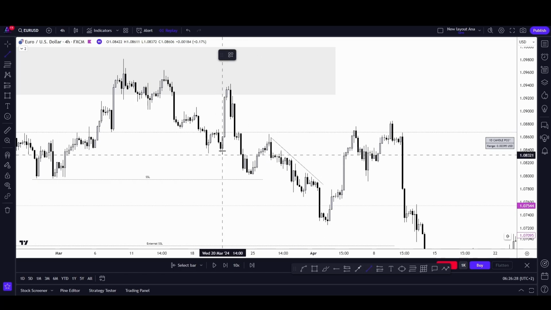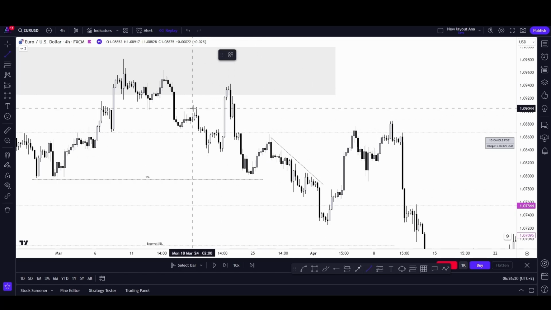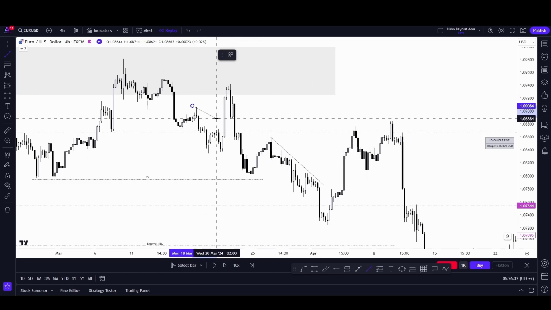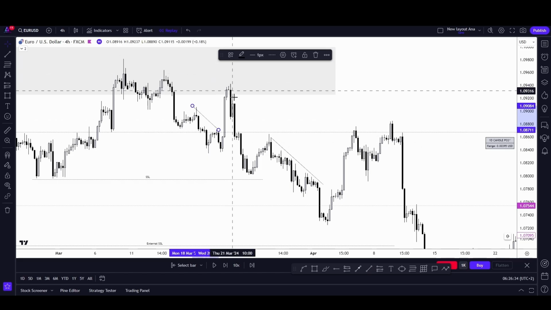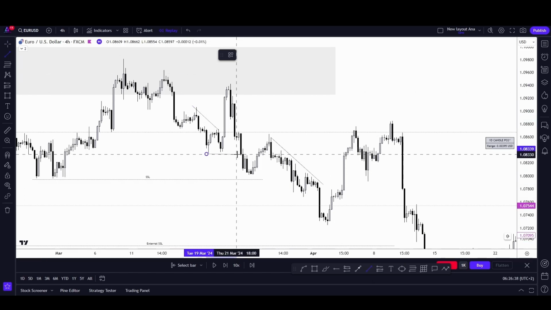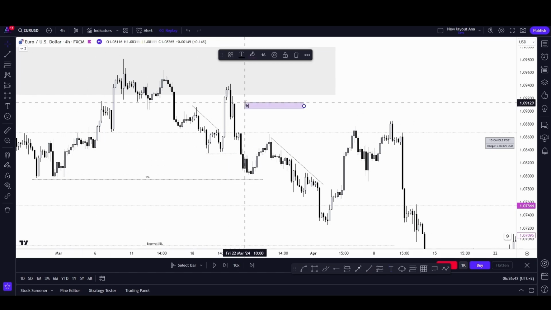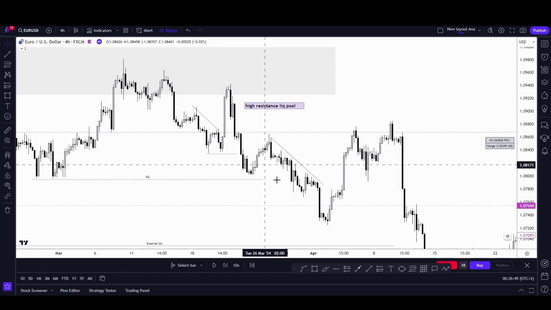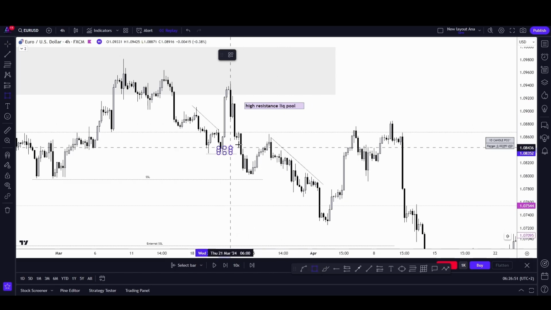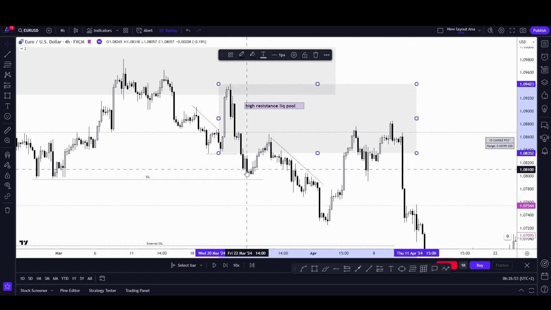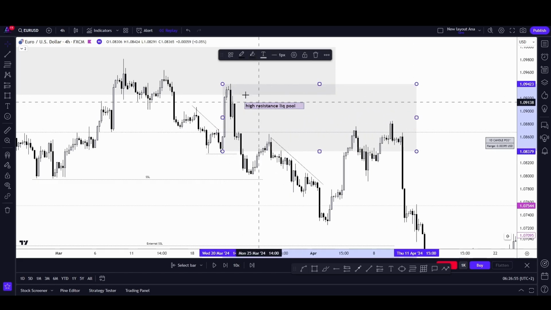What did I mention? When a candle or a zone manipulates a previous liquidity pool and then breaks on the downside, this is creating a high resistance liquidity pool. And what do we want to do from this high resistance liquidity pool? We want to look for trades to trade from these high resistance liquidity pools.